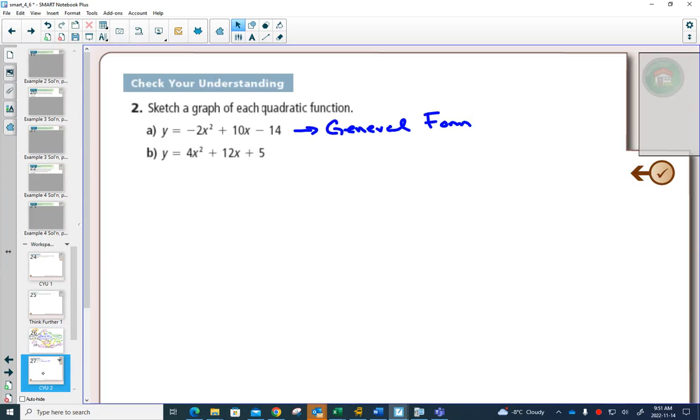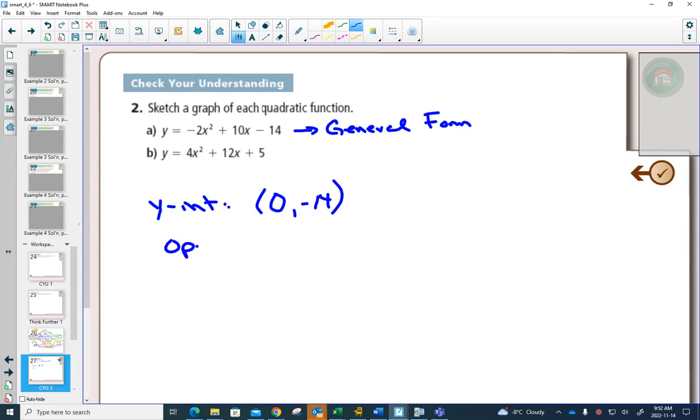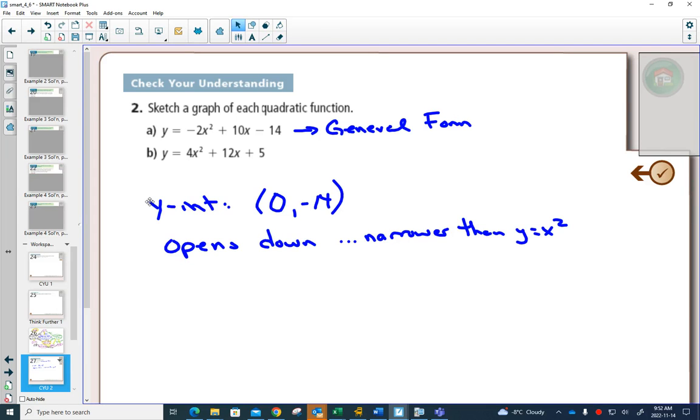So the only thing that we can really find from our general form is we know that the y-intercept, if we plug in 0 for x, we get (0, -14). That's relatively easy. Okay? We see that the a value is -2, so we know that it opens down and would be narrower than y equals x squared, because the 2 stretches it vertically, making the parabola more narrow than a regular x squared graph. But those are the only things that we can figure out from general form.